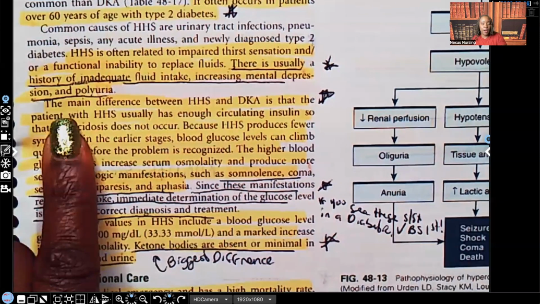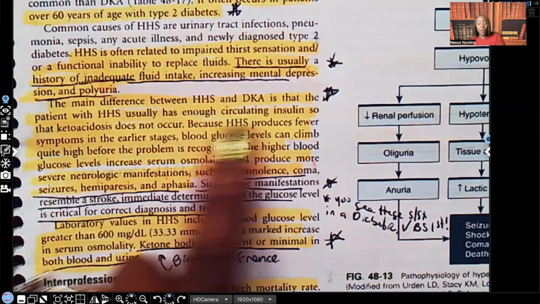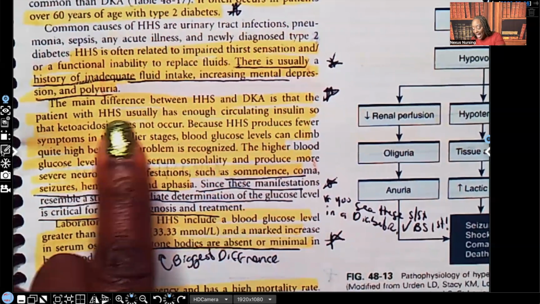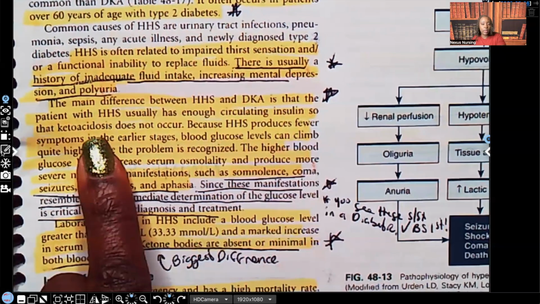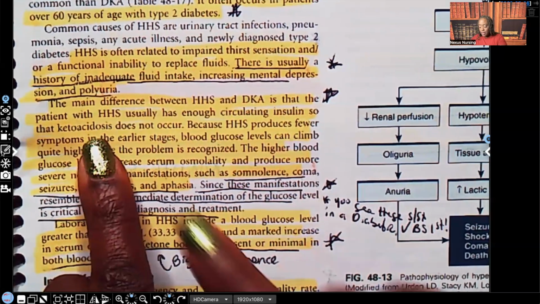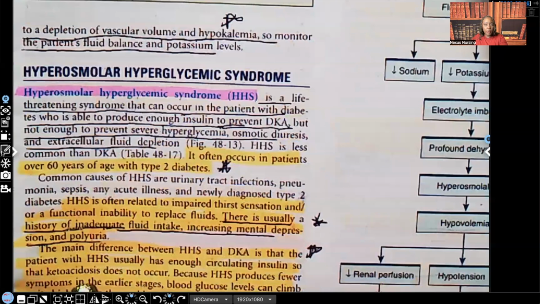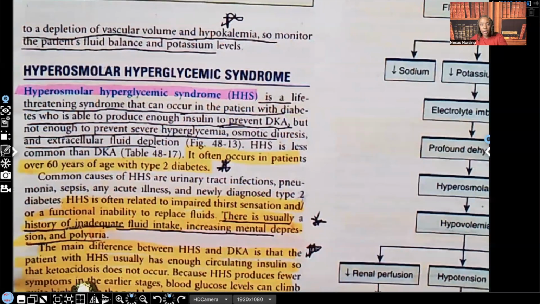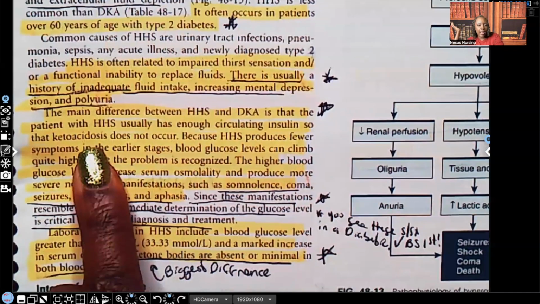The main difference between HHS and DKA is that the patient with HHS usually has enough circulating insulin that ketoacidosis does not occur. They said that to us here, and then we saw it again up here. You think that's important to know? Absolutely. The author's not telling you the same thing 2, 3, 4 times just for the heck of it.